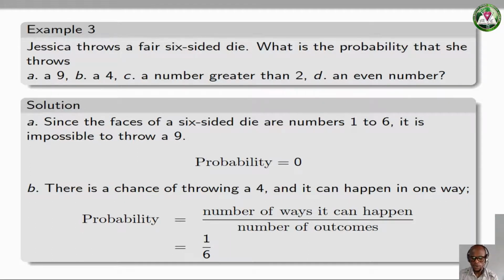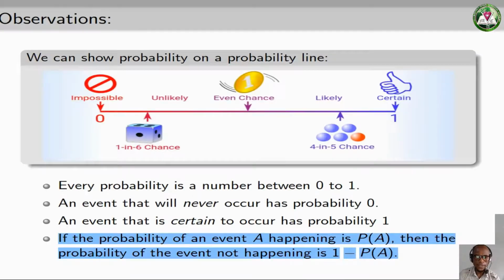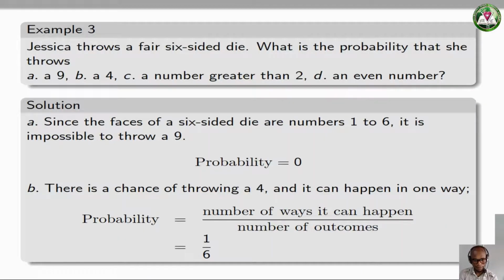Now, before we take this question, let's go back to our chart. You can see that the probability of an event that will never occur is 0. That means if an event cannot occur, we say the probability is 0. Now, moving back to our example, we're asked to find the probability that she throws a 9. Remember, she's throwing a 6-sided die. That means on that die, there are 6 faces, numbered 1 to 6.